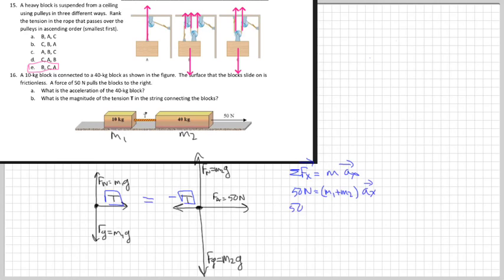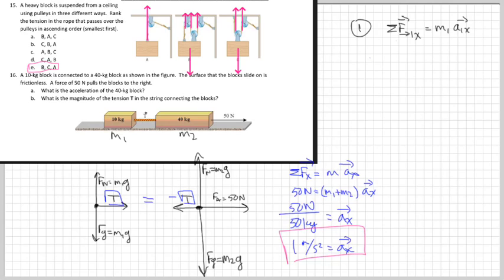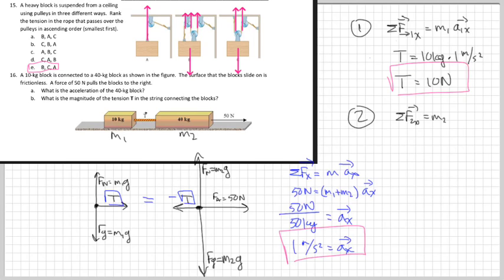I have F equals ma for my system, which is 50 newtons equals the sum of the masses times the acceleration. So 50 newtons divided by 50 kilograms gives me my acceleration for the system. So the entire system, the 10 kilogram block and the 40 kilogram block together, have an acceleration of 1 meter per second squared. So each one individually must have an acceleration of 1 meter per second squared.